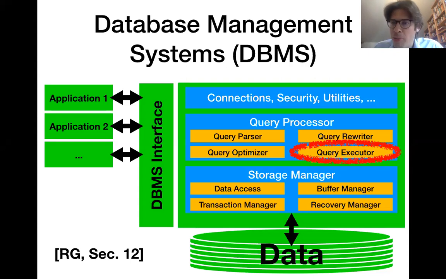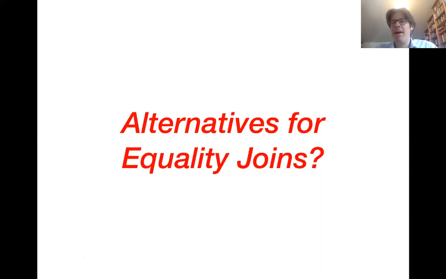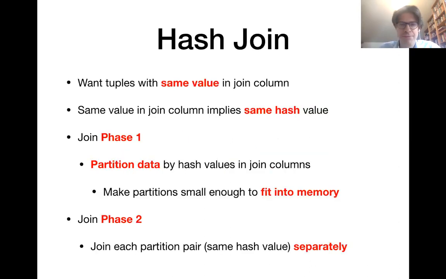Now, those join operators apply in cases where our join condition is an equality between columns, which is perhaps the most typical case in practice. Last time I asked you to think a little bit about what we could exploit in order to make joins more efficient in those cases. And the first possibility that we can exploit is to use hashing.